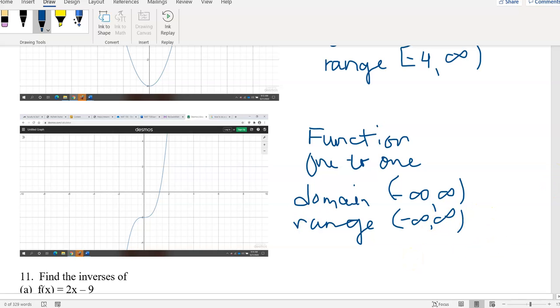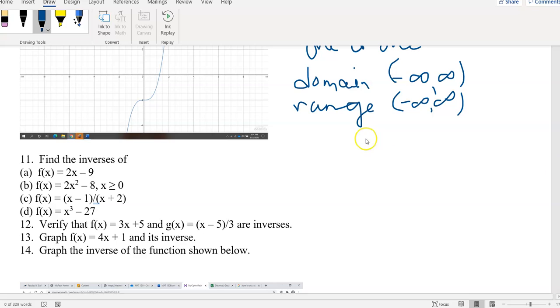Let's see, we've got a little bit of time. Let's see if we can do at least part of 11. So I'll do 11a. Let's find the inverse of 2x minus 9. Let's remember our steps. First, change f of x into y. Then switch your x's and your y's.